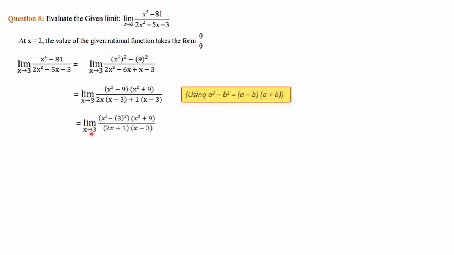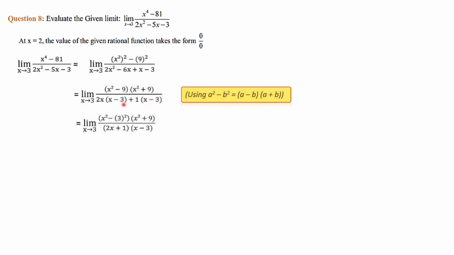That is, limit x tends to 3. This x square minus 9, again it is two perfect squares difference. We can use again a square minus b square formula. So we have to split x square minus 9, we have to write as 3 square. Here there is nothing can be done, x square plus 9 as it is.